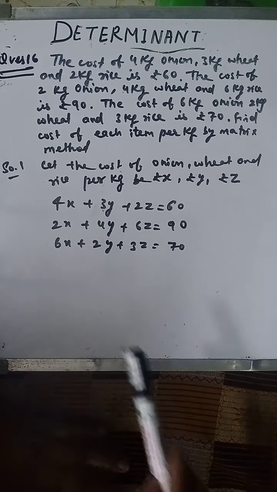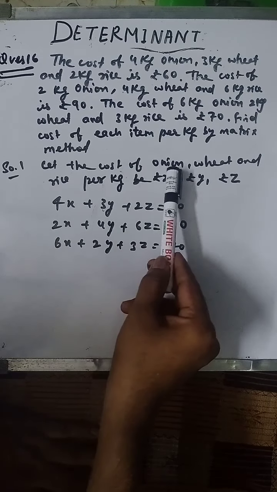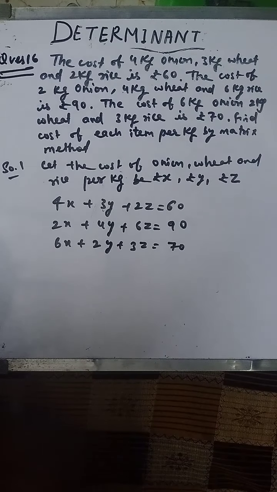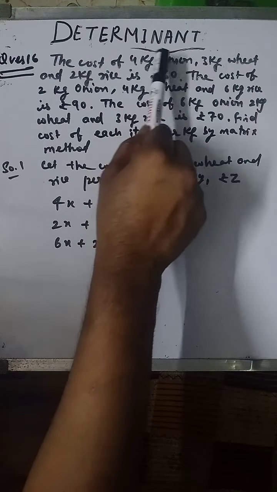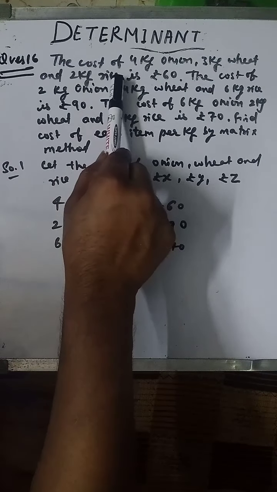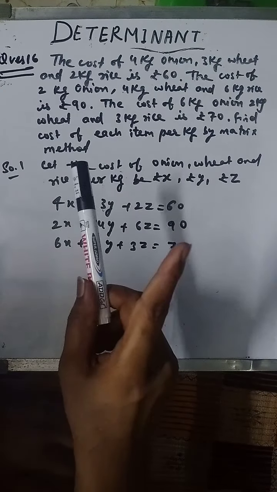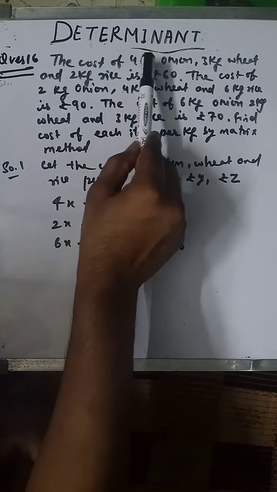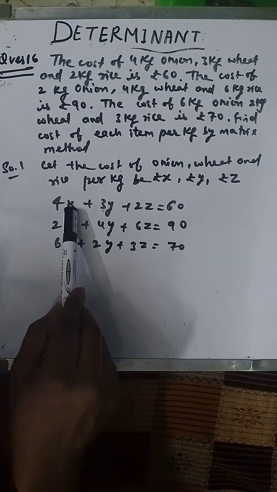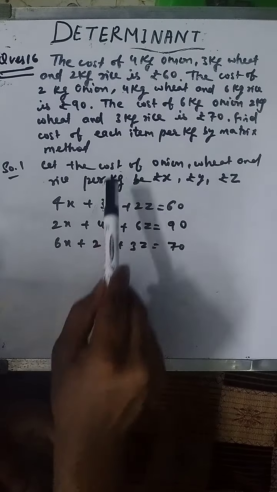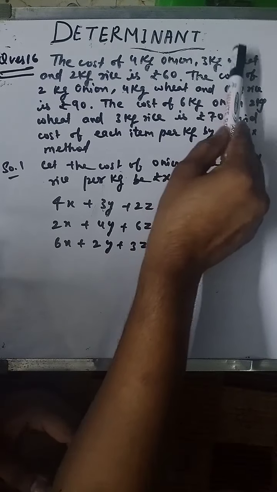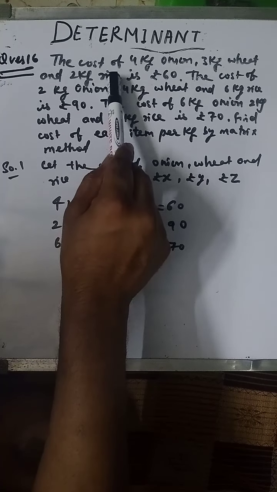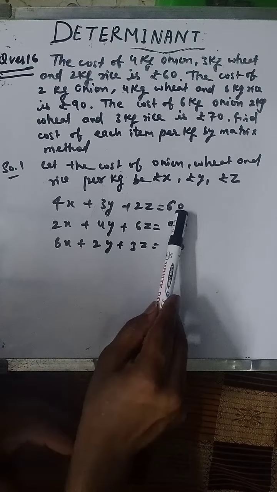Okay. So what I'm doing here, I'm just assuming that the cost of onion, wheat and rice per kg be rupees X, Y and Z. Fine. See first, onion 4 kg, wheat 3 kg and rice 2 kg. So the cost of 1 kg is rupees X. So what is the cost of 4 kg? 4 into X. And 3 kg wheat means 3 into Y, because the cost of 1 kg wheat is rupees Y. So it would be 3Y. And the cost of 1 kg rice is rupees Z. So 2Z, that is equal to 60.